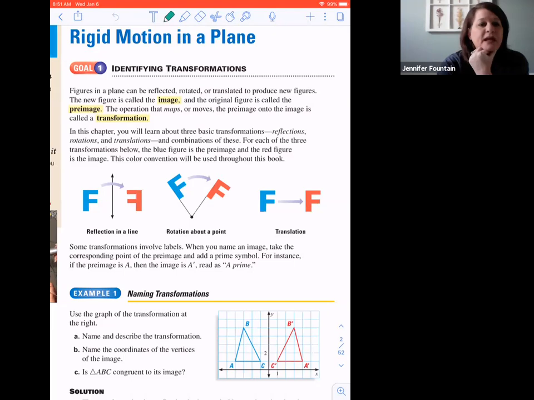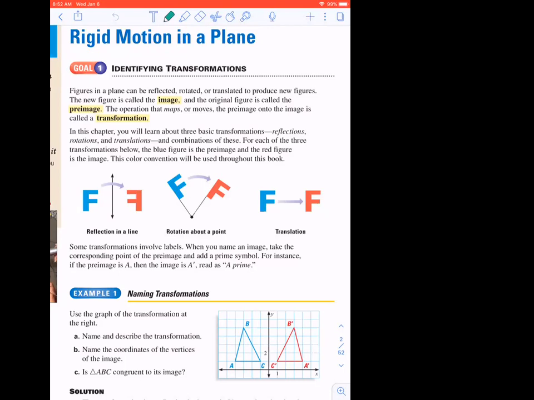It says a transformation is the operation that maps or moves the pre-image onto the image. So the word there is maps. Maps and moves are going to be used interchangeably. When we talk about how it started at one point and then changes to another, we're calling that it maps or it moves. And then it says, in this chapter, you will learn about 3 basic transformations: reflections, rotations, and translations, and a combination of these. We said those are going to be reflections, rotations, and translations. And we're going to be looking more specifically at each of those.